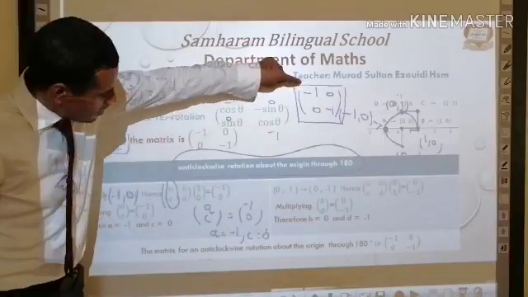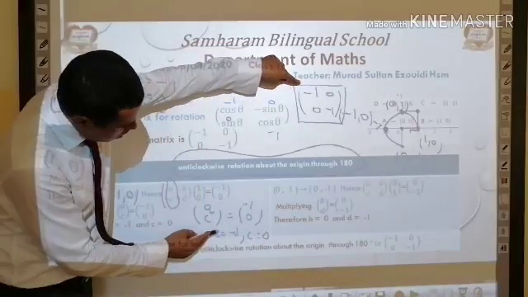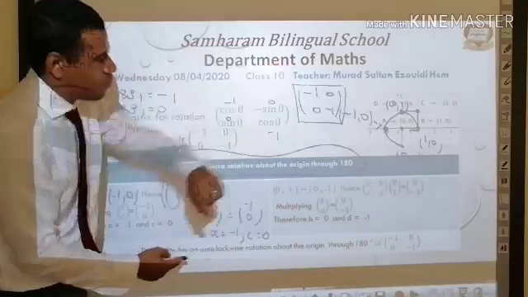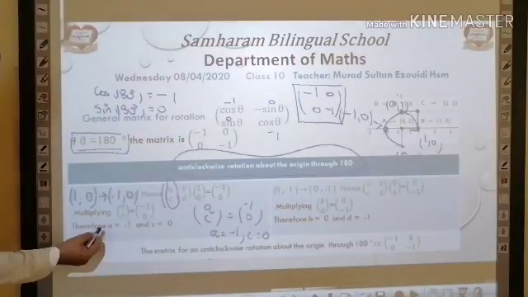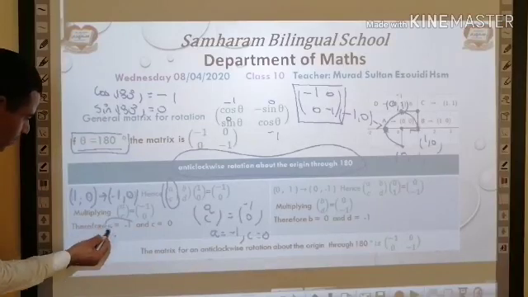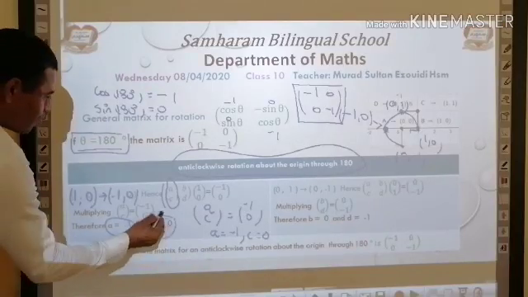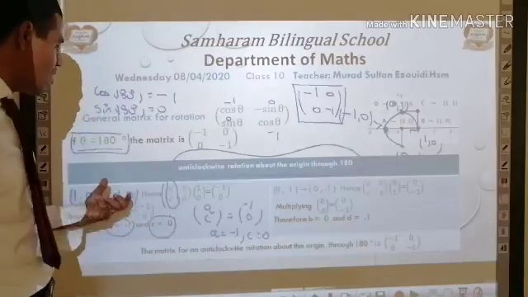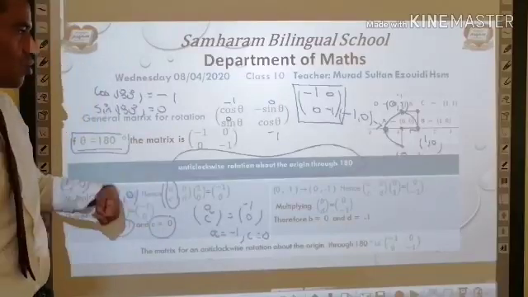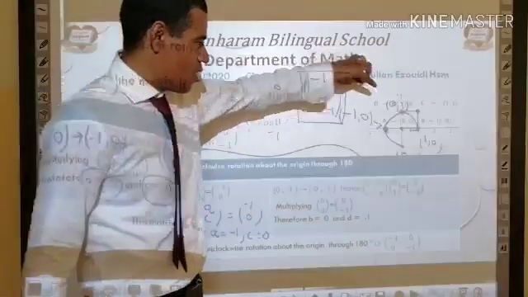What is it? A equals negative 1, C equals 0. Okay. So A equals negative 1 and C equals 0. We need to find also the values of B and D. We should move to the next point.